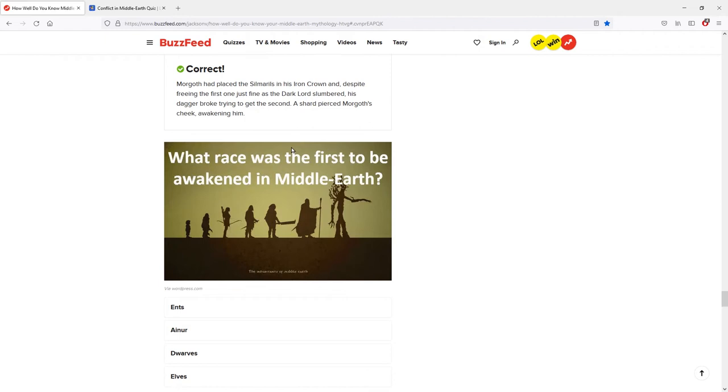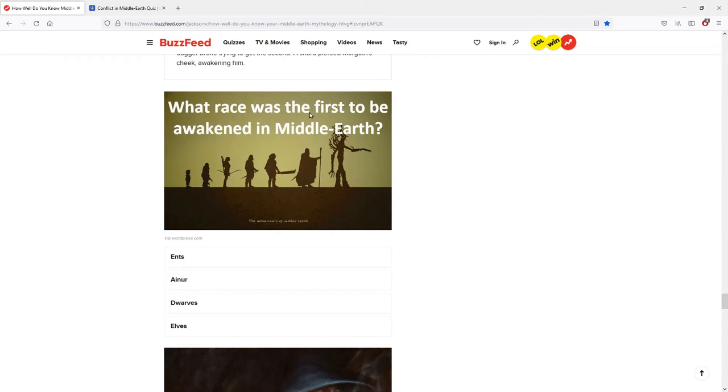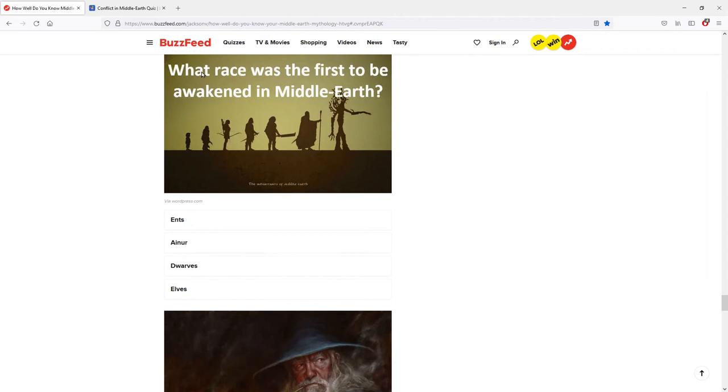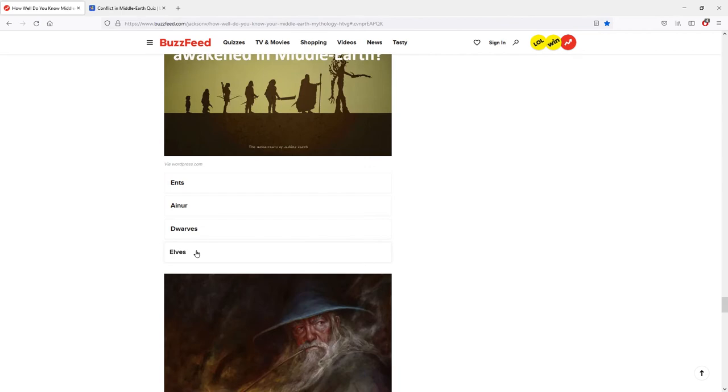Next one. What race was the first to be awakened in Middle-earth? Ents, Ainur, dwarfs, elves. I know the term awakened regarding the elves, but at the same time it could have been the Ents, I guess. But yeah, now I'm going to say the elves. Wrong. So it's the dwarves.